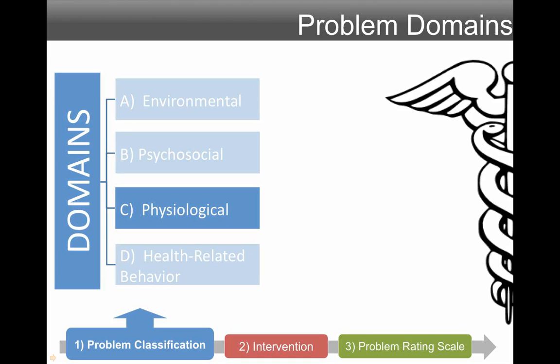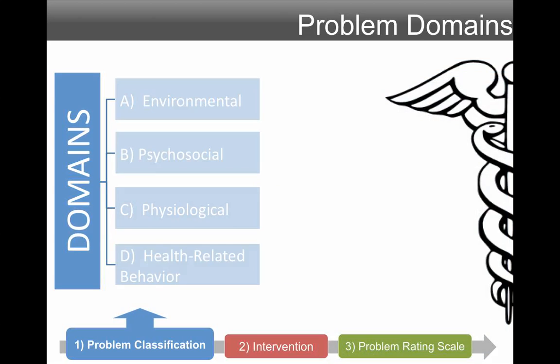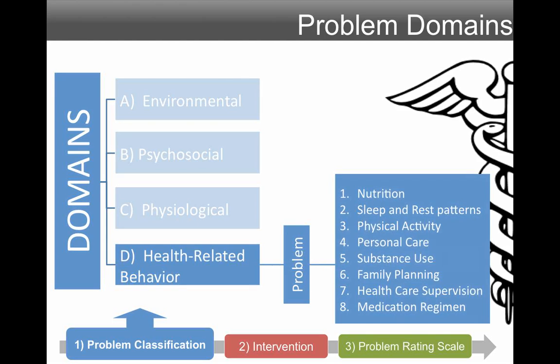Under the physiological domain, specific problems include things like hearing, vision, circulation, postpartum, communicable or infectious conditions. And under the health-related behavior domain, problems here include things like nutrition, substance use, family planning, medication regimen, among others.